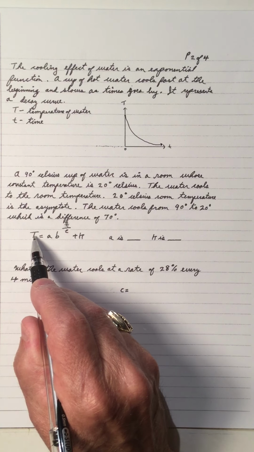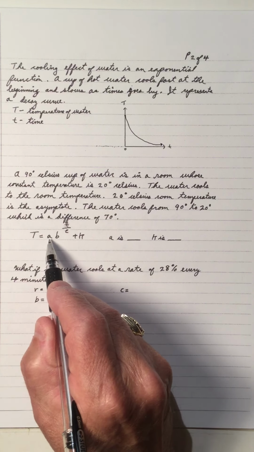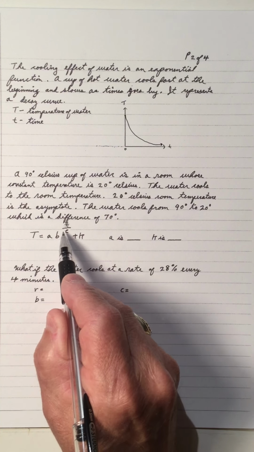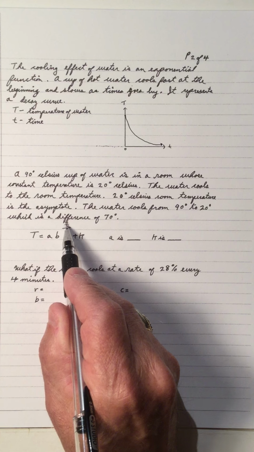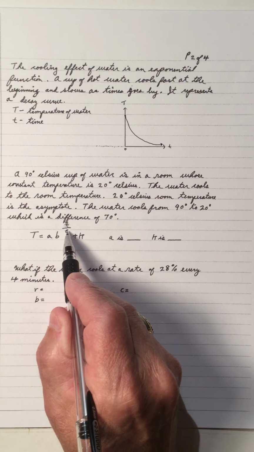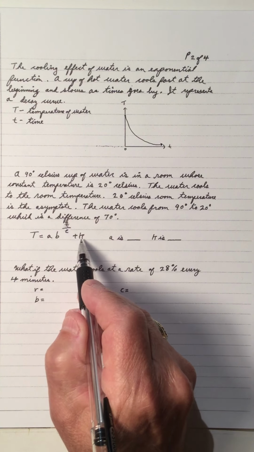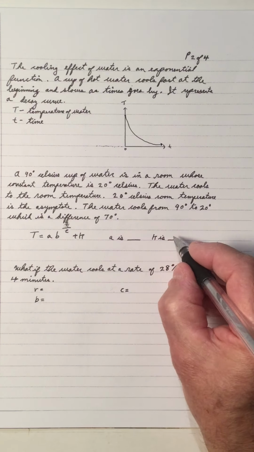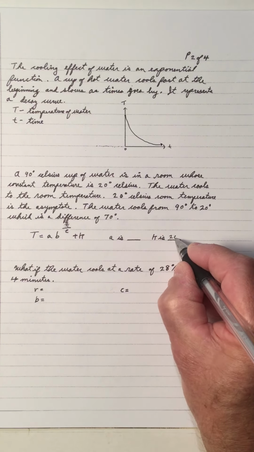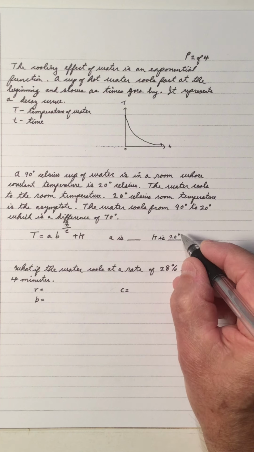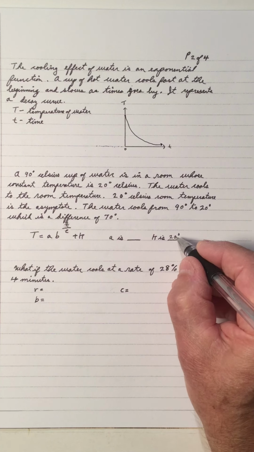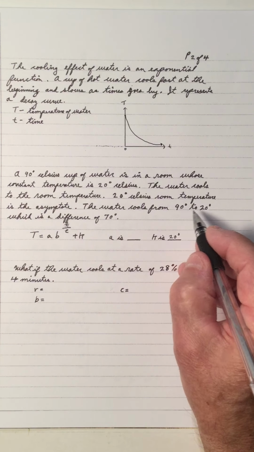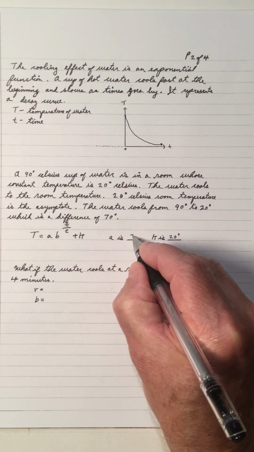T is the temperature, large T. A is the difference. B is the base, that the power is raised to. t is the time. C is the increment change of time. And this is the asymptote. So K in this case is 20 because it's the room temperature. The water will go down to 20 degrees and won't go below it. And the difference between 90 and 20 is 70.